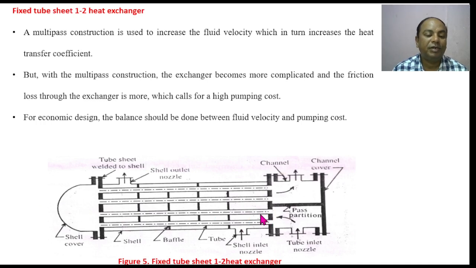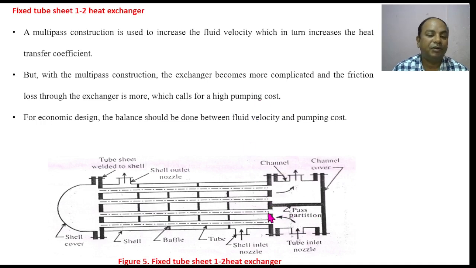Otherwise, if the fluid moves with low velocity, the heat exchange would not take place, and that is why the pumping cost adds to this multipass construction, because we want the fluid to pass through the tube side more than once. It depends upon how many pass partitions there are. Here in this case it is 2, that is why the fluid would pass twice through the tubes.